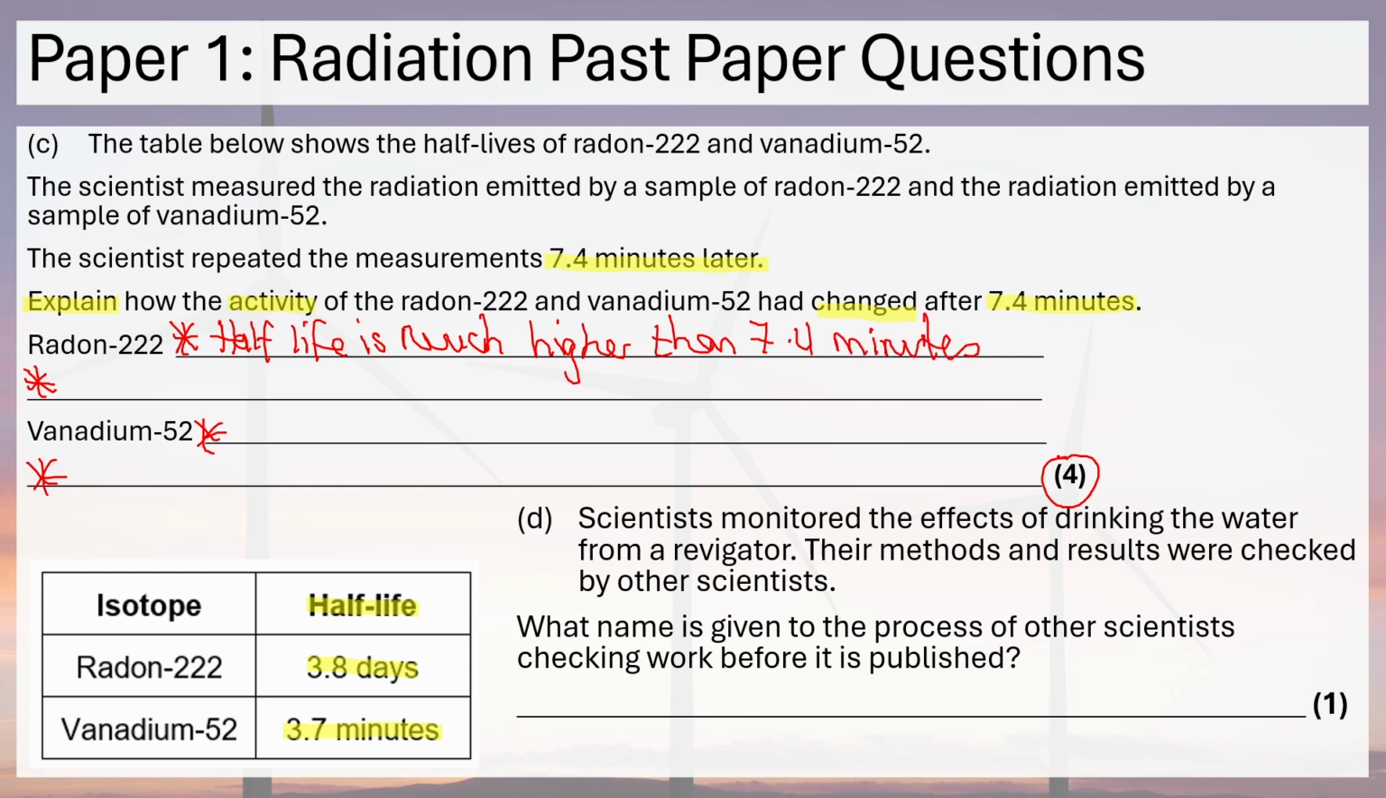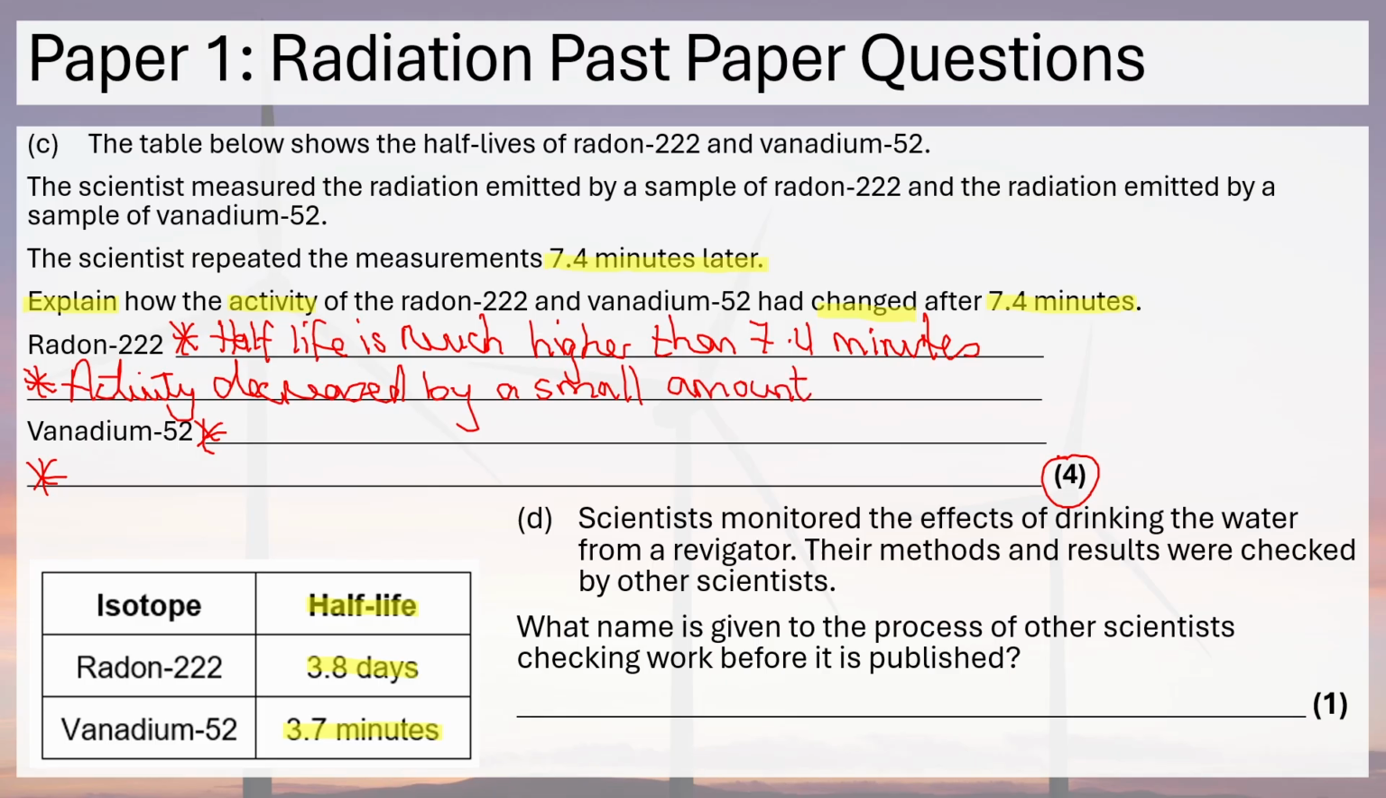So that means that although the activity will have decreased, it will have decreased by a tiny, tiny amount because we haven't had much time go by compared to the length of the half-life. So the activity decreased by a small amount. It's fine actually to say it will have hardly changed at all.